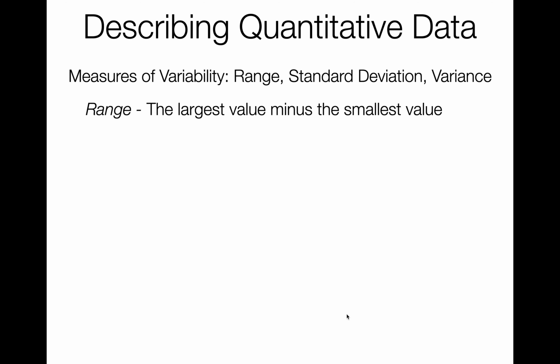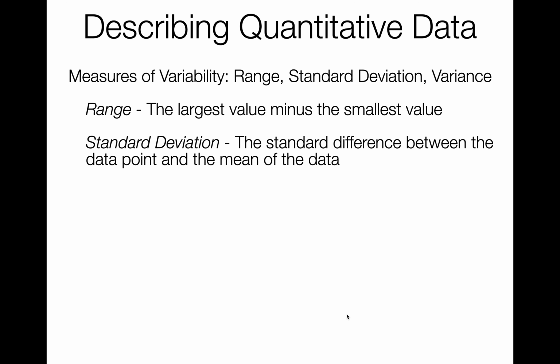The range is not a very good measure of variability, okay, because it is highly influenced by outliers. Okay, think back to my example with Jeff Bezos and everyone else in this class. If we took him out of the data set, the range is going to be much smaller than with him in the data set. Okay, so the range, not a great idea.